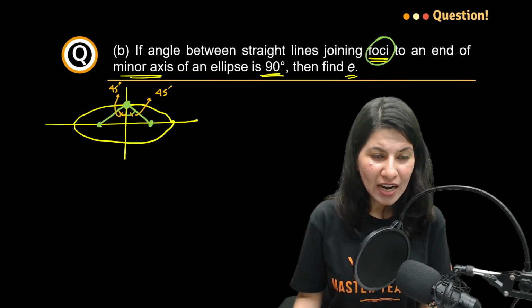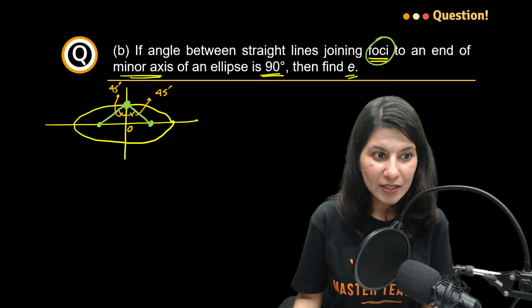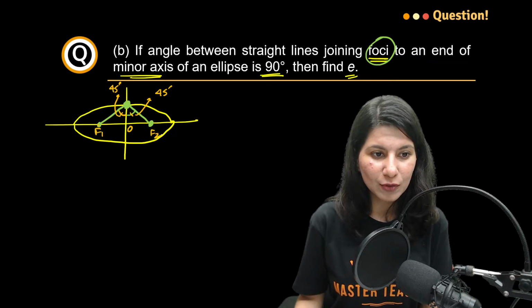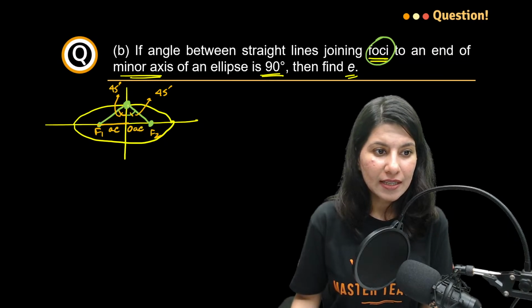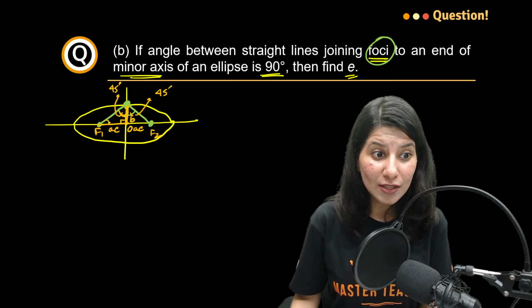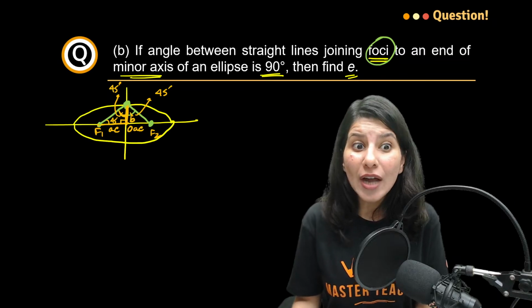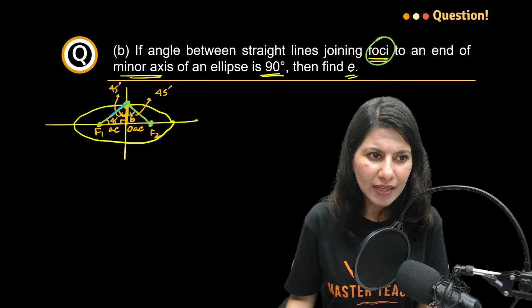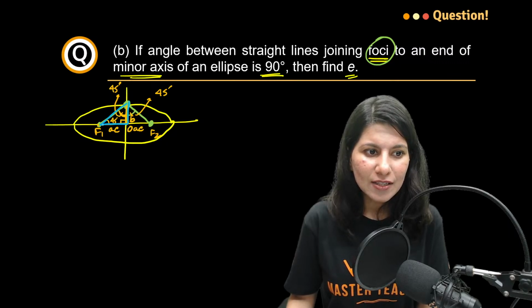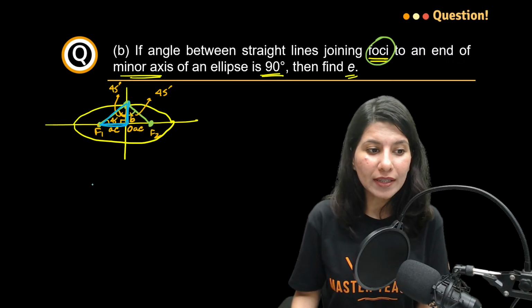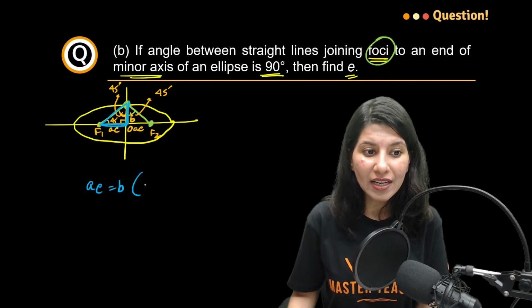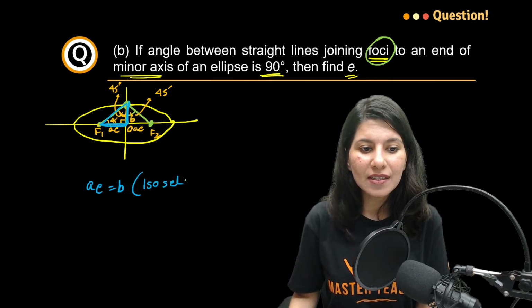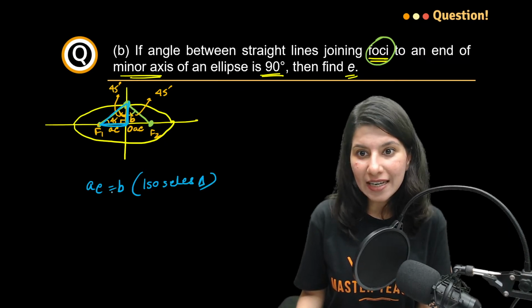Also this is the origin, right? This is focus F1, focus F2. This length is AE, this length is also AE, this length is B. This is 45 degrees, this is 90 degrees, so this is also 45 degrees. That means the triangles on the left and the right are both isosceles triangles, yes? So AE and B are equal. AE is equal to B, because it is an isosceles triangle.